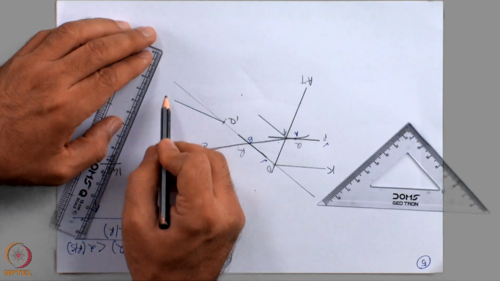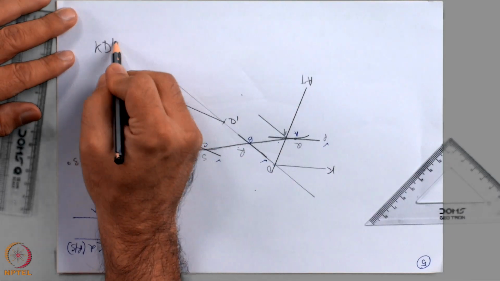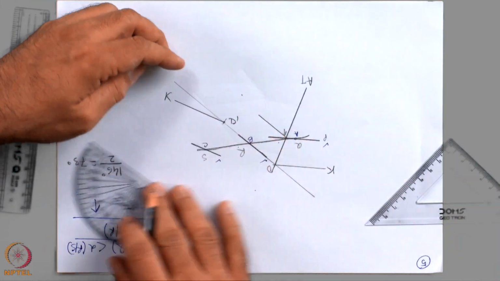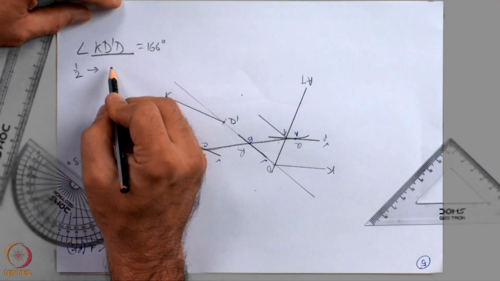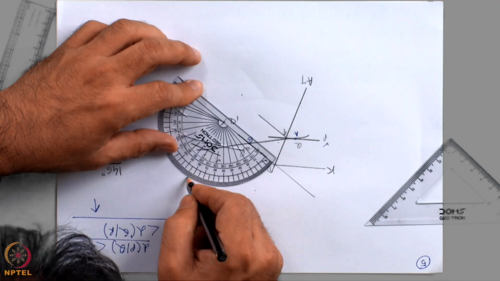Next, I have to bisect the angle KD dash D. How much is the angle? 166 degrees. So, its half is given by 83 degrees.